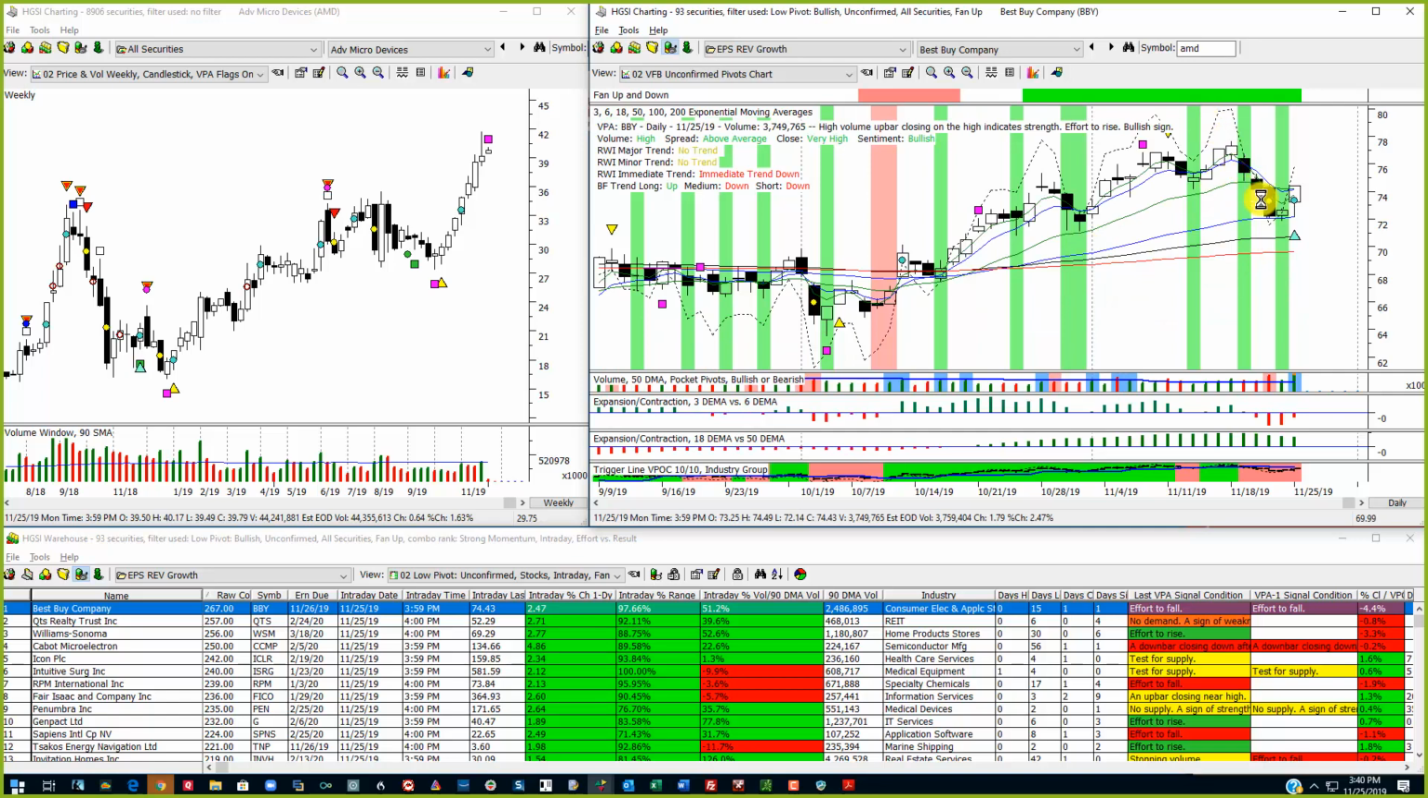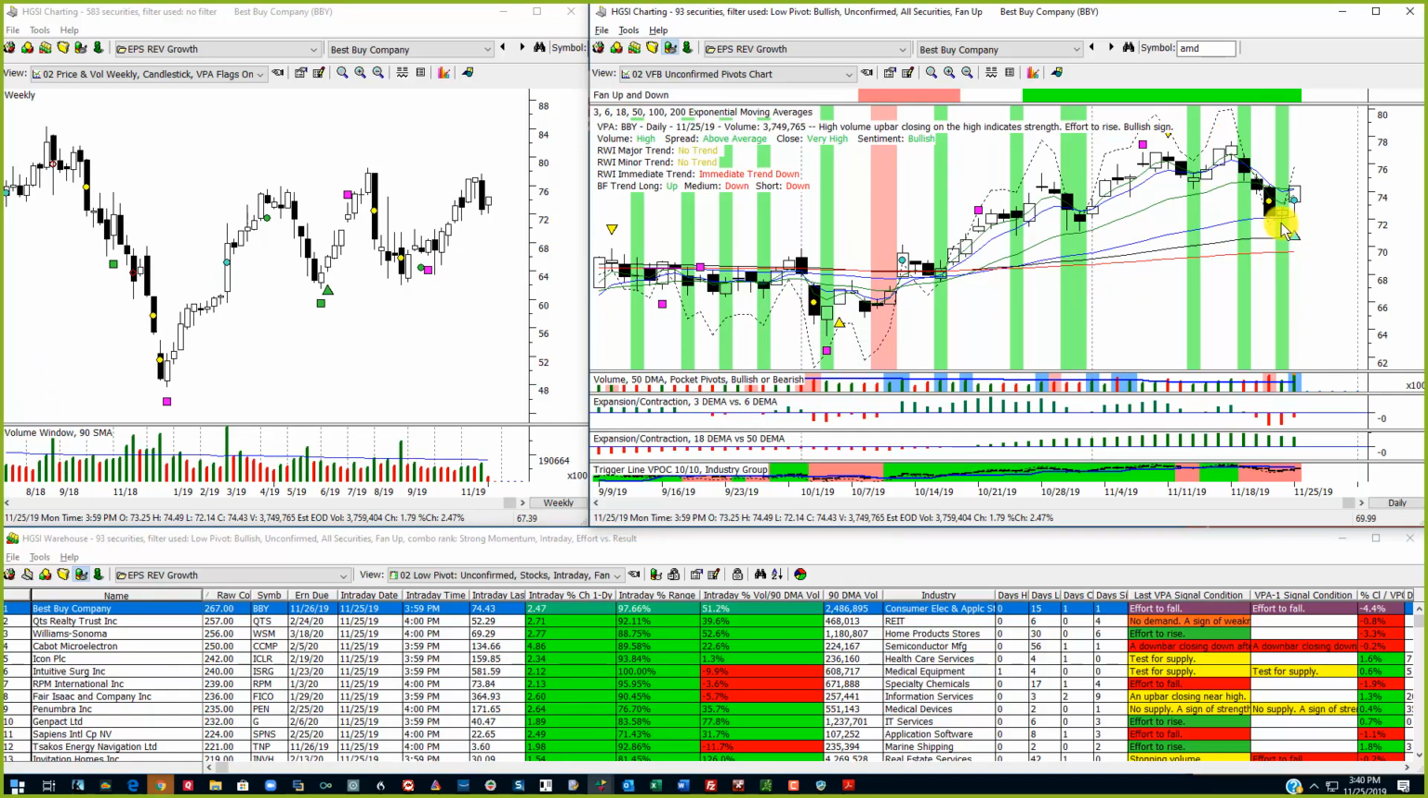Okay, sold off. Here is your pivot low. Your buy point is right in here. It gapped open, came back down. If a buy stop was in there with a limit, you would have been filled.